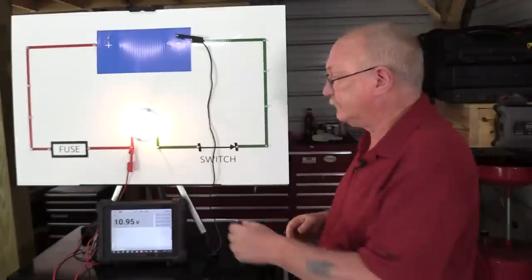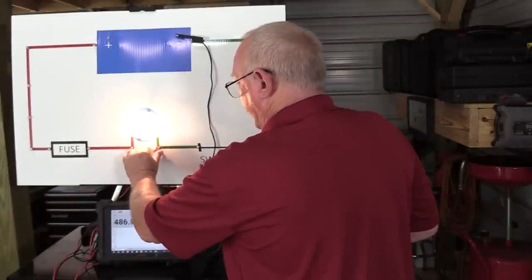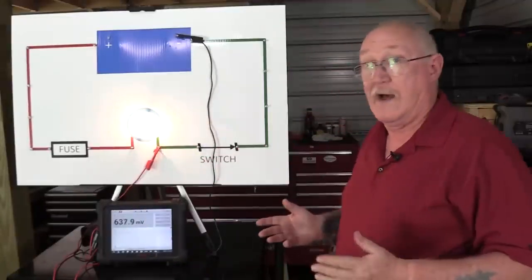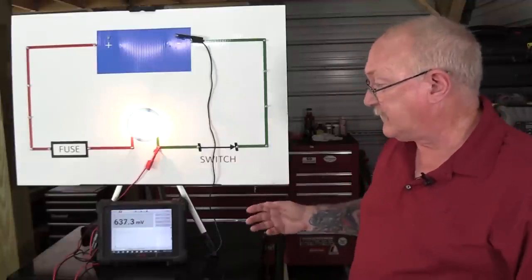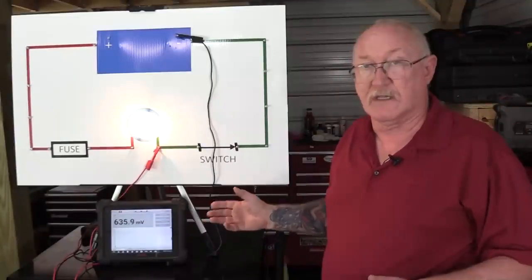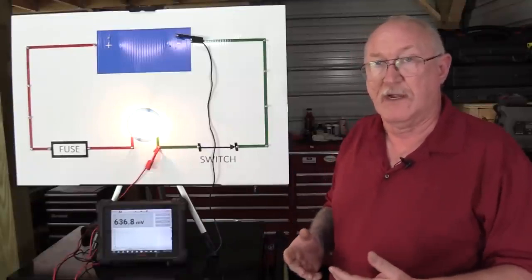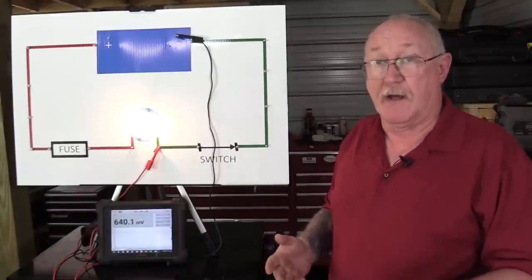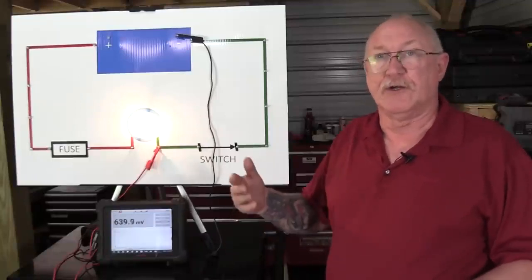Well, let's find out. Now I'm just going to move my test lead to the other side of the load, and wow, look at that difference. From what, 10.9 to only about 600 millivolts left in the voltage supply that we started off with. That is a huge drop. Hey, that's what we call it, voltage drop.